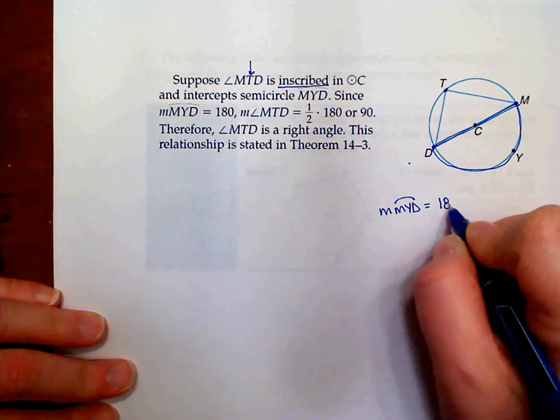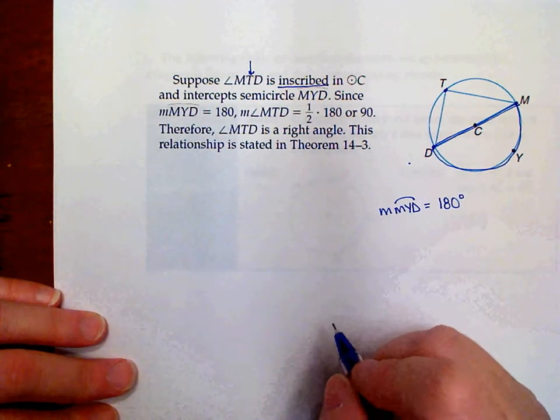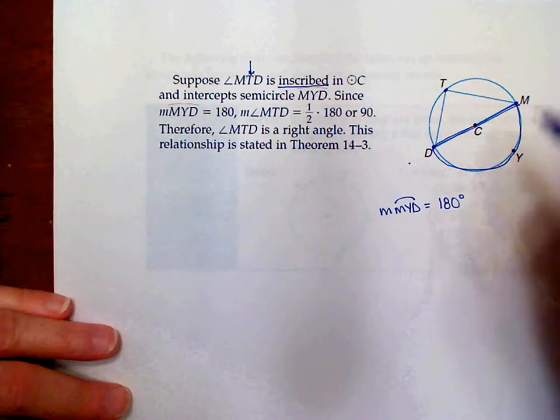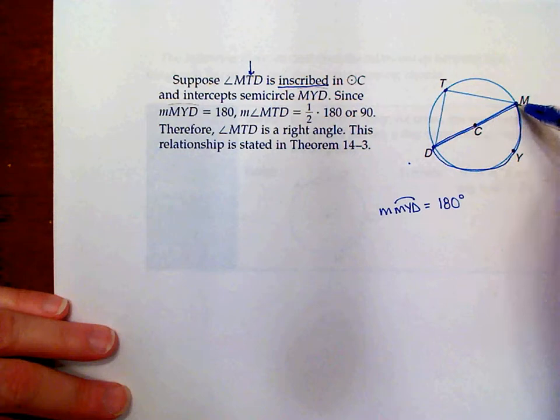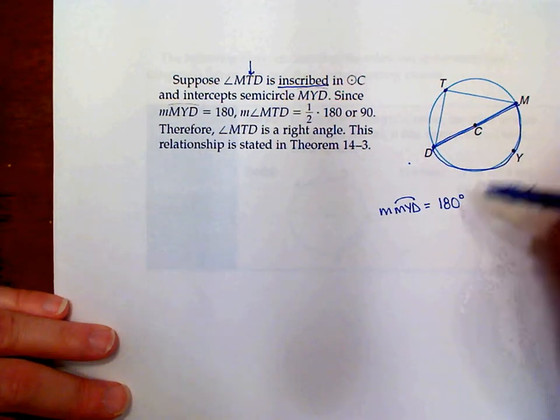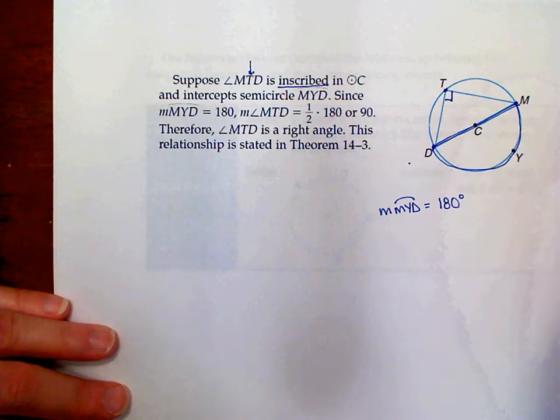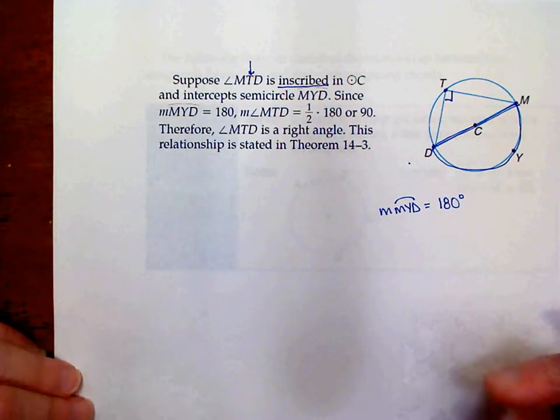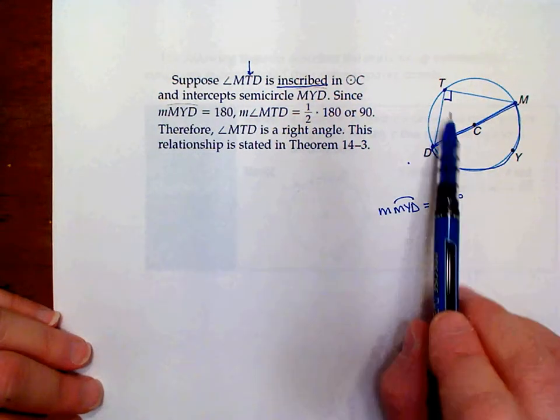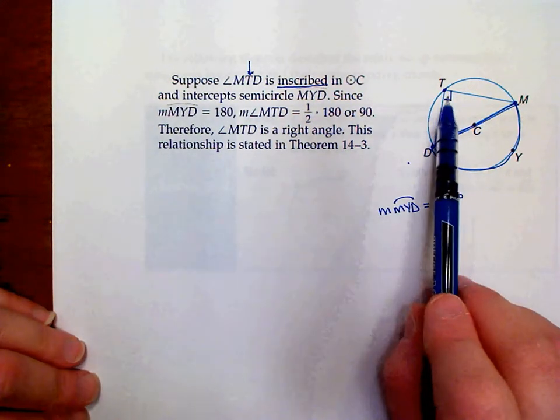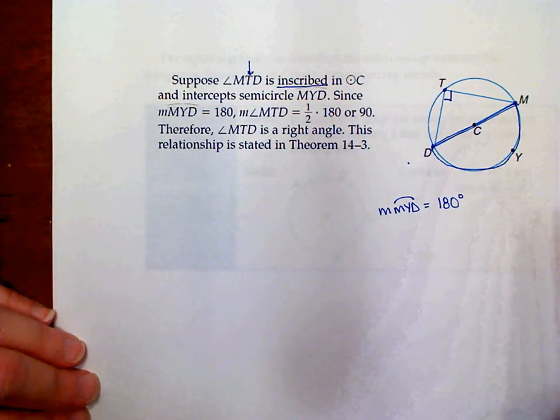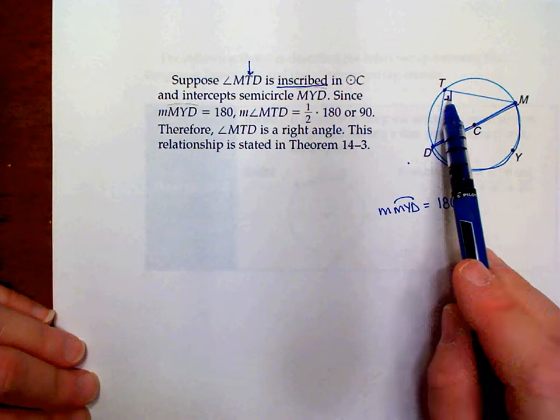Since inscribed angles are half of their arcs, we know that angle MTD is half of that arc. Half of 180 is 90 degrees. So it is a right angle. This relationship is a theorem that says if you have an inscribed angle intercepting a semicircle, it's always going to be a right angle. And you know that because it's half of the arc. Half of 180 is 90 degrees.